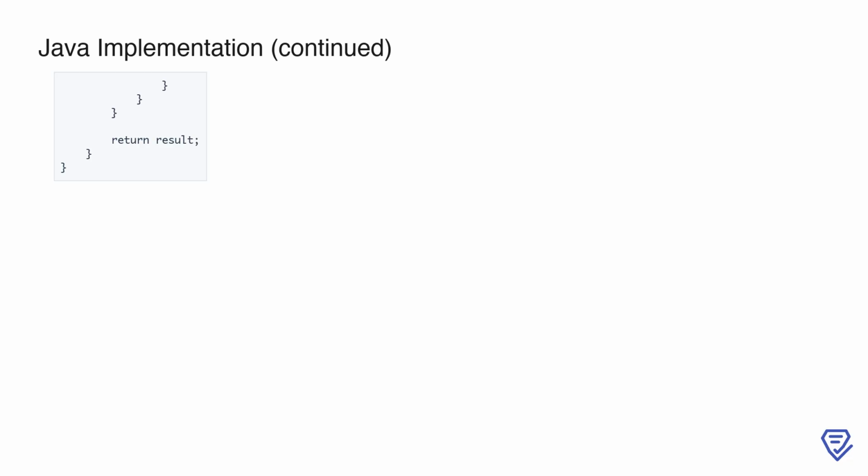Finally, after completing the iteration through list 2, the method returns the result list, which contains all the common restaurants with the smallest index sum. This approach efficiently finds the solution by leveraging a hash map for constant time lookups and by minimizing redundant calculations.